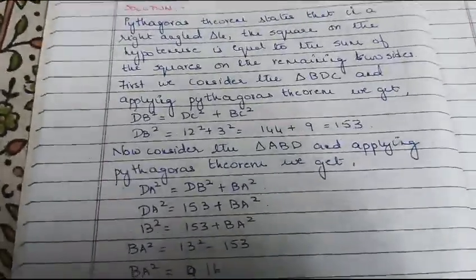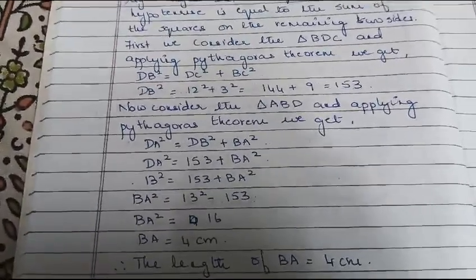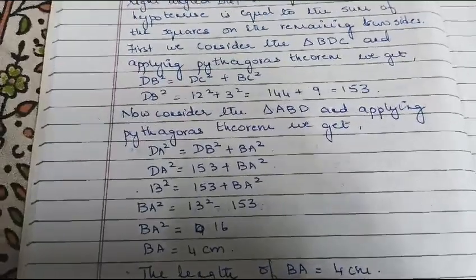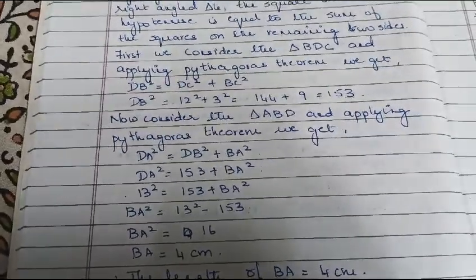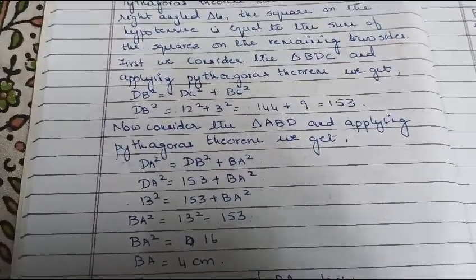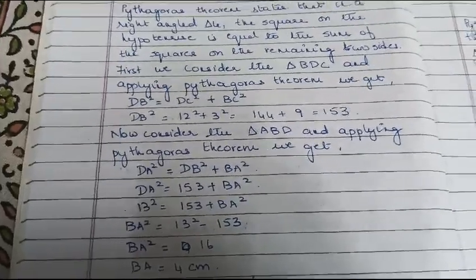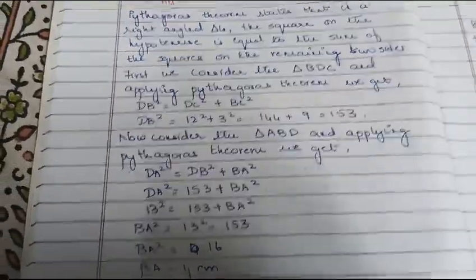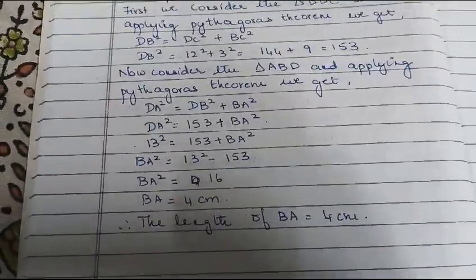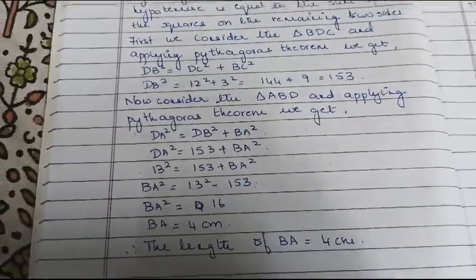Now consider the triangle ABD, and applying Pythagoras theorem we get DA square is equal to BD square plus BA square. DA square is equal to 153 plus BA square. That is 13 square is equal to 153 plus BA square. So BA square is equal to 13 square minus 153. That is nothing but 169 minus 153. BA square is equal to 16. Therefore BA is equal to 4 centimeters. Therefore the length of BA is equal to 4 centimeters.